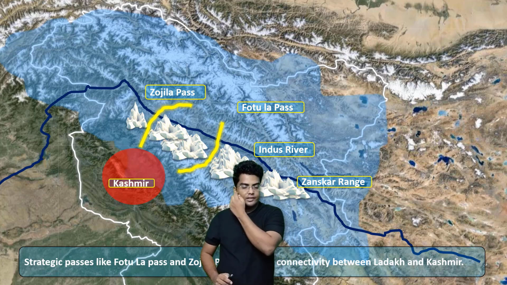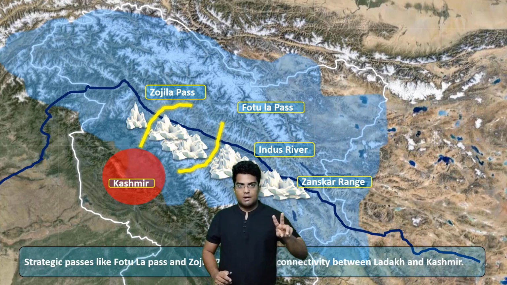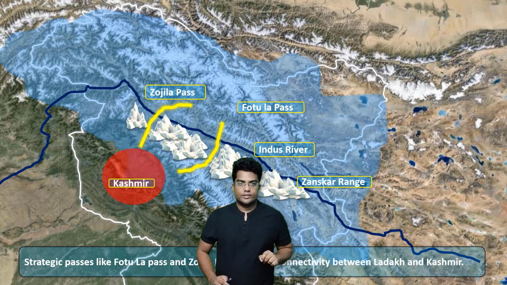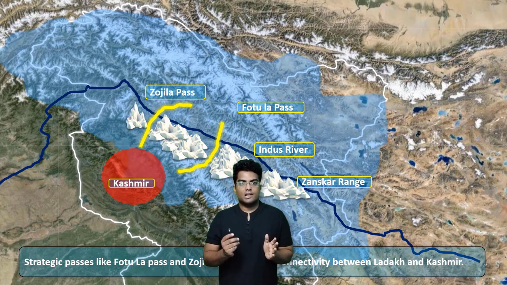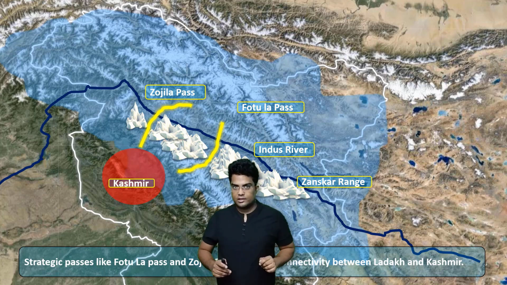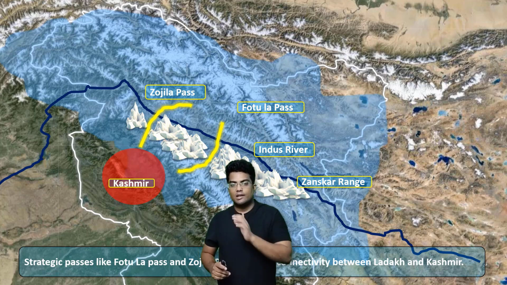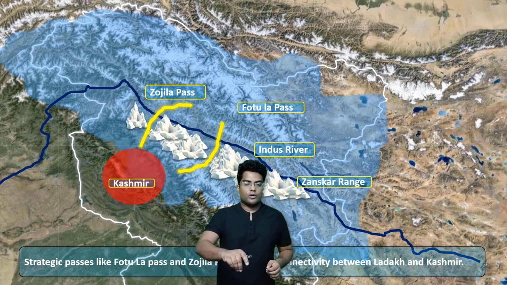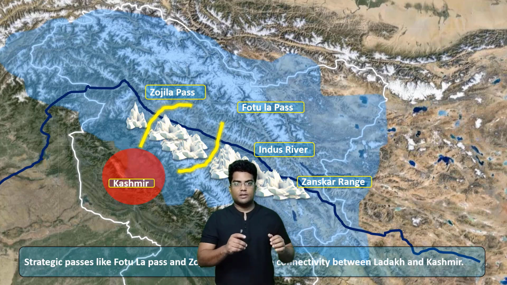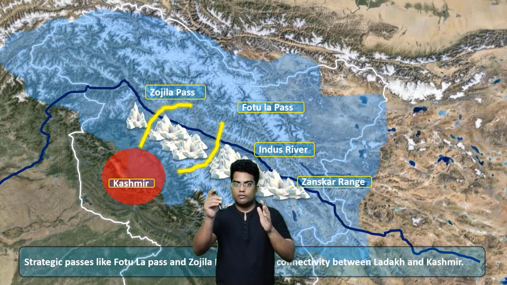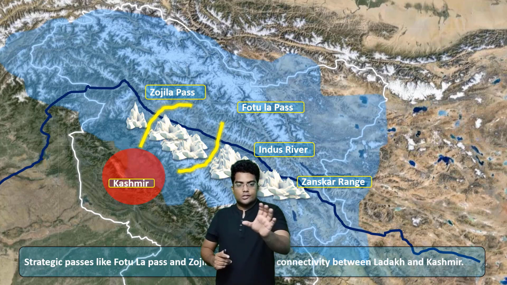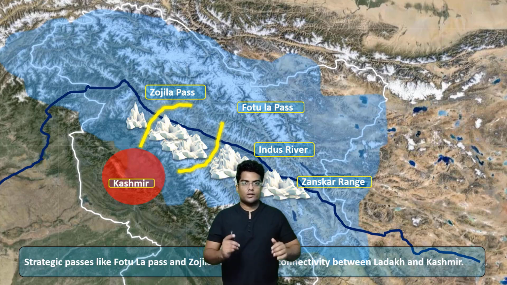I will show you another pass later. So there are two main passes, actually three main passes. Right now we are discussing two. One is the Zojila Pass and the second one is Fotla Pass. These two passes basically act as a communication way between Kashmir and Ladakh. Okay, between Kashmir and Ladakh. So these passes were the way through which the people reach Kashmir from parts of Afghanistan or even from Tibet. Okay, so Zojila Pass and Fotla Pass are quite prominent.